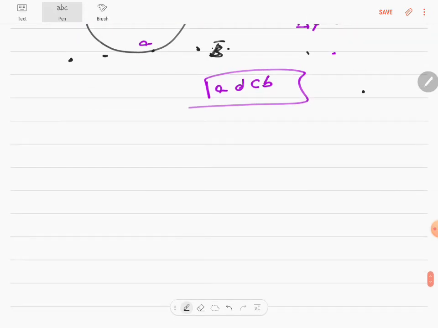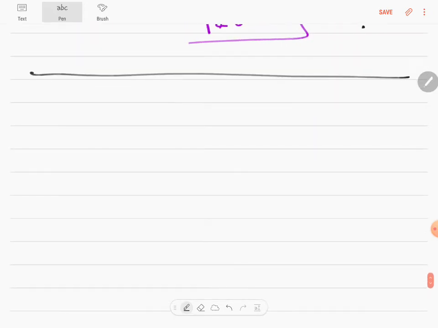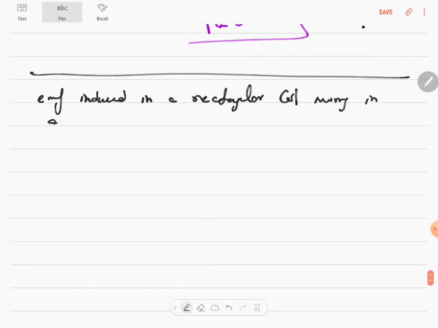The second part of the lesson is about the EMF induced in a rectangular coil moving in a uniform magnetic field. Suppose you have a uniform magnetic field like this.